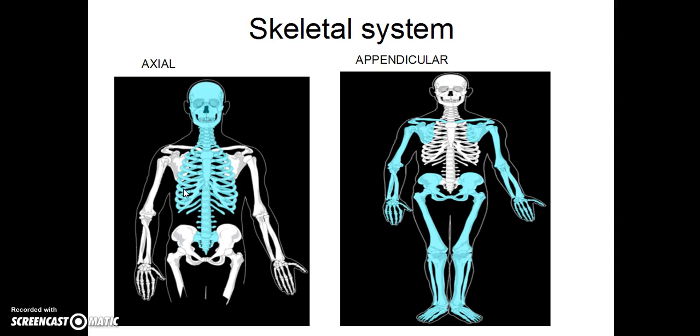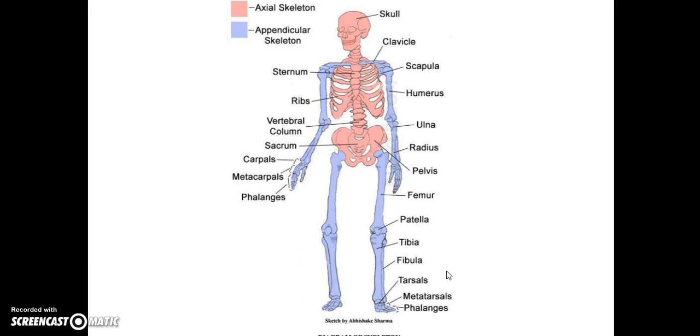It provides the axis for the limbs to hang off, which is the appendicular skeleton, which is all the bones that hang off the axial skeleton. It consists of the shoulder girdle, the scapula and the clavicle, the pelvic girdle, and arm and leg bones. The slide just shows a labelled skeleton.